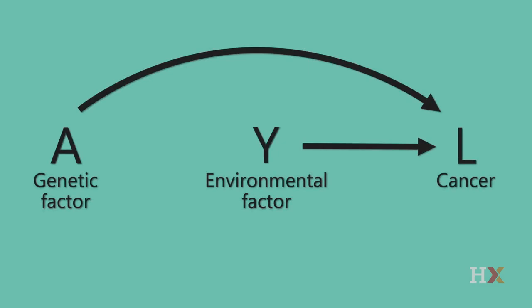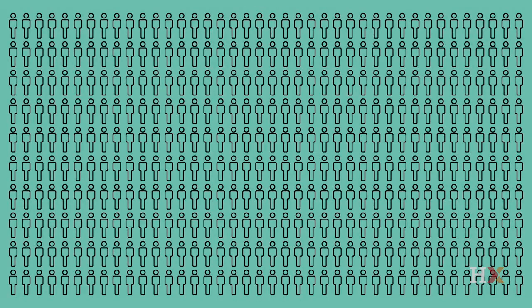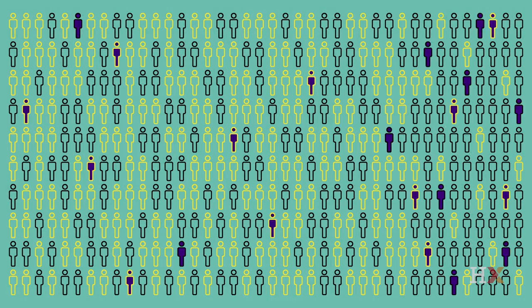We didn't use any data. What if we had data? Well, when we have data, we can compute the association between A and Y. If A doesn't have a causal effect on Y, as we see in this graph, where there is no arrow from A to Y, do we expect to find an association between A and Y in the data? And to answer this question, we go to our database with millions of people. For each person, we know whether they had the genetic factor A, whether they had the environmental factor Y.